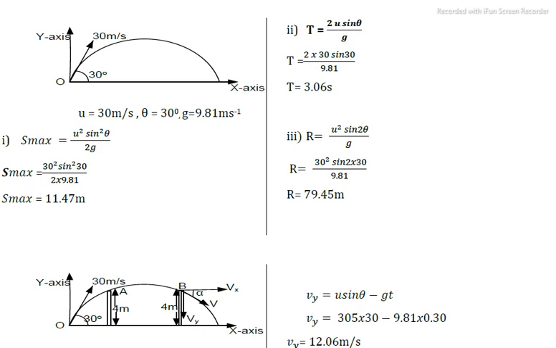Then the range is the horizontal distance from a point of projection to the point where the object lands. And we got the formula for range as u squared sine 2 theta over g. We shall still substitute for u, theta and g to get the range.